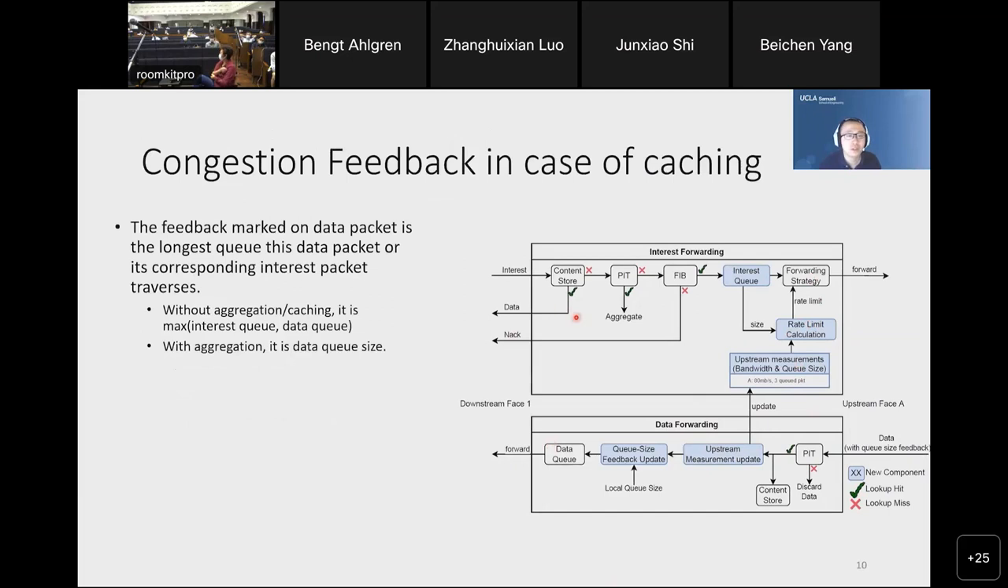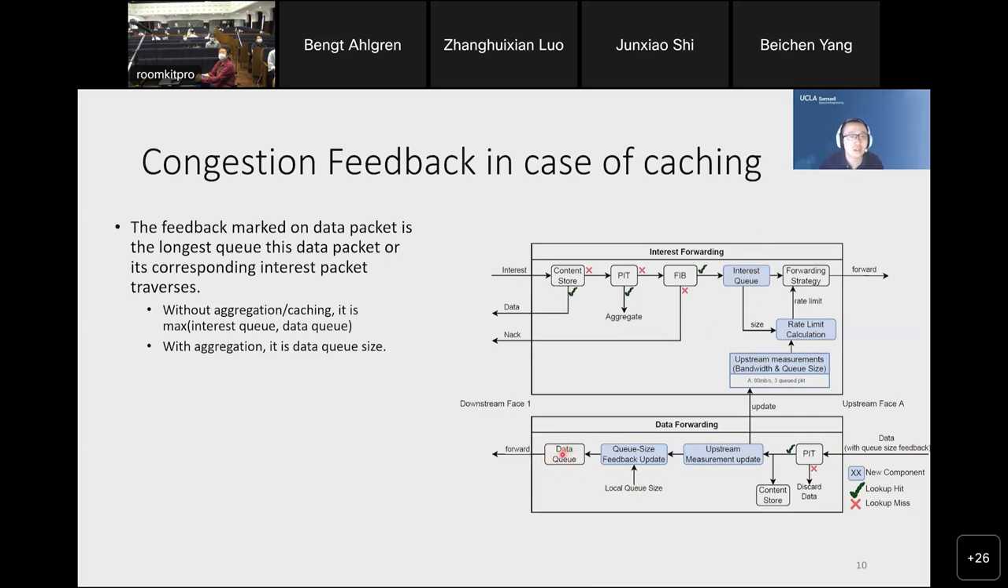Let's start with how the feedback is decided. The feedback marked on each data packet is based on a simple rule: the feedback should be the longest queue this data packet or its corresponding interest packet traverses. For example, if an interest packet goes through the upstream and the upstream later returns the data packet, the feedback on this data packet should be the maximum queue size between the data queue and the interest queue. Otherwise, if the interest is aggregated, the interest never gets into the interest queue, so the feedback is only the data queue size.